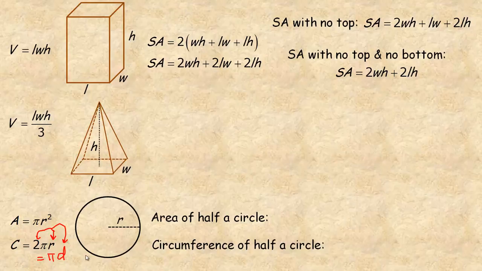So area of half a circle, we would just take our pi r squared and divide it by 2. Now there's nothing to divide out like there were in some of the formulas from the previous page, so we just leave it as pi r squared over 2.